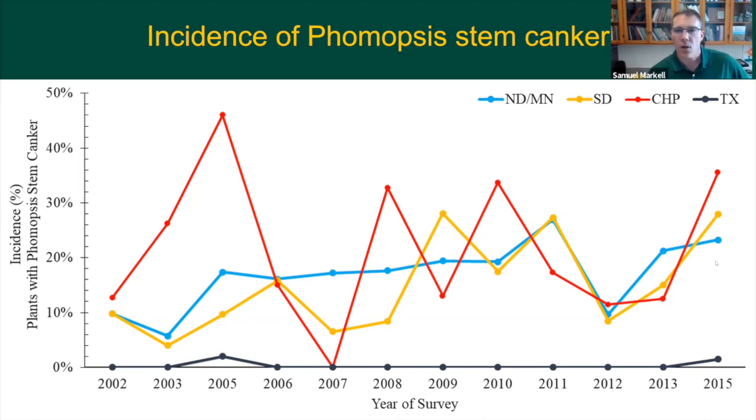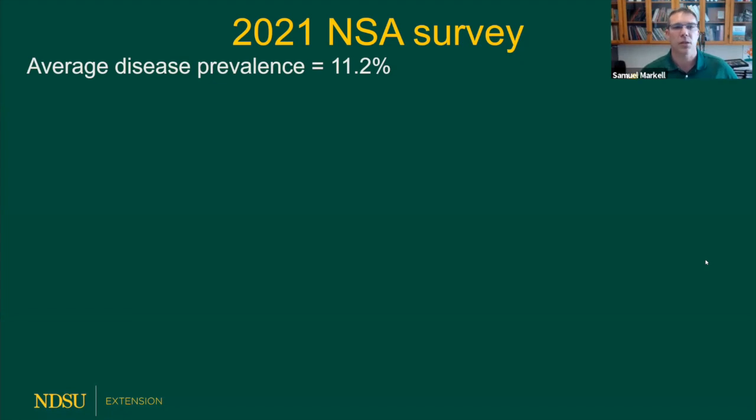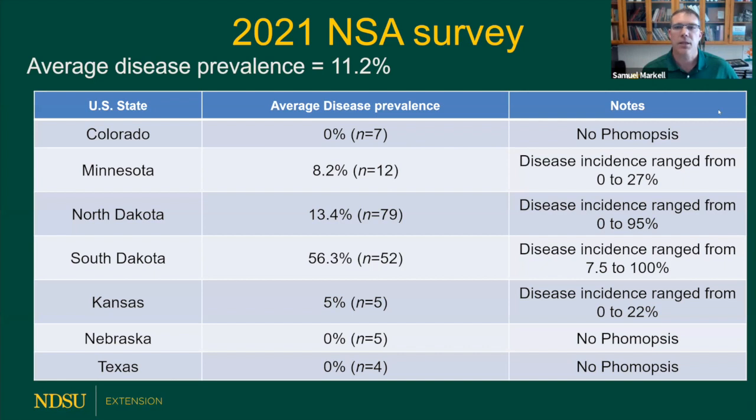Okay, so this is a little old. What happened the last time the survey happened? This was 2021. As you will remember, it was quite dry, so we had a lot less Phomopsis. This disease needs water to get going, as you may remember.